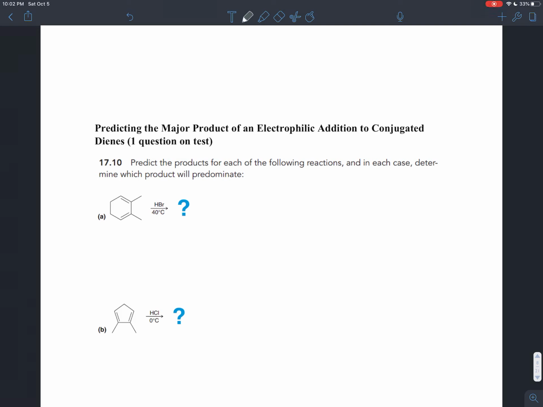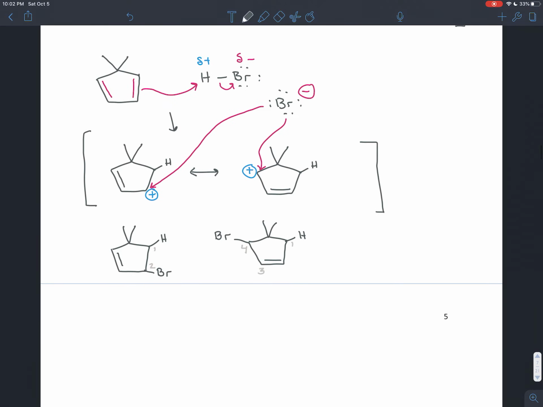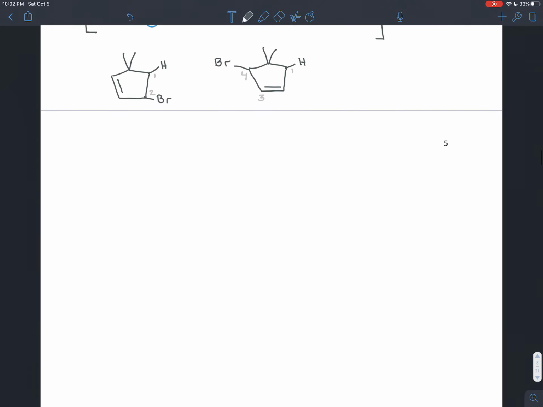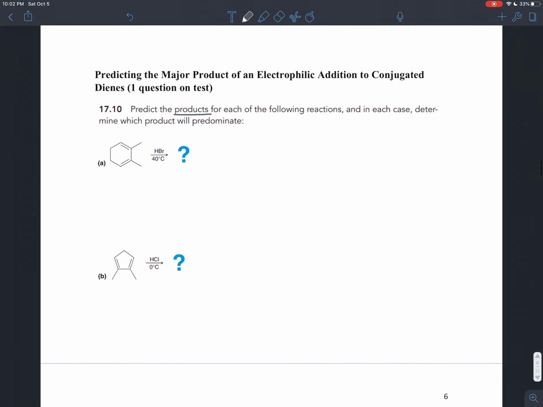Exercise 1710 is asking you just to predict the products for this electrophilic addition to conjugated dienes. So it's similar to the previous exercise, where we'll still have the 1,2 and the 1,4 product, but here we don't have to draw the whole mechanism.